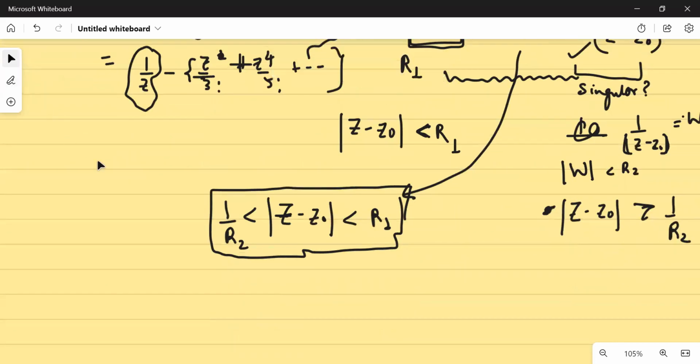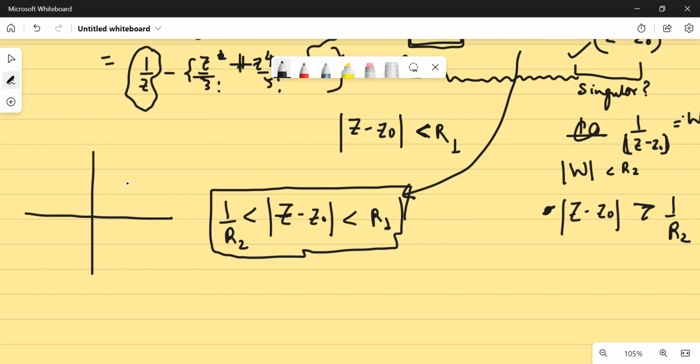So there are possibilities where you are required to expand a function in an annular region. So this is an annular region. Can you understand? Let's say this is your point z equal to z naught. I'm saying the radius must be greater than 1 upon R2. Let's say this is your 1 upon R2. And then I'm saying that another radius is R1.